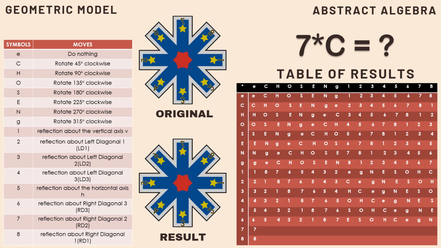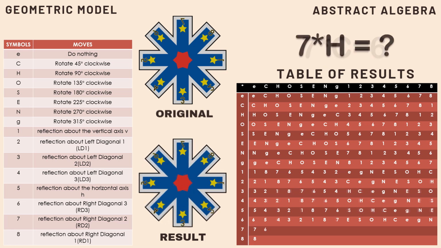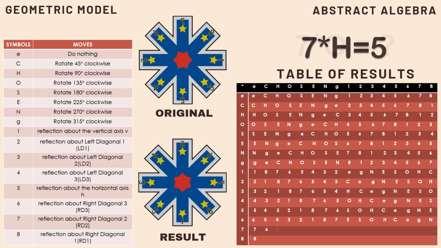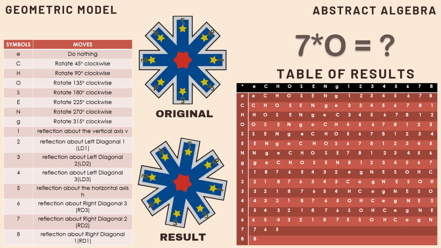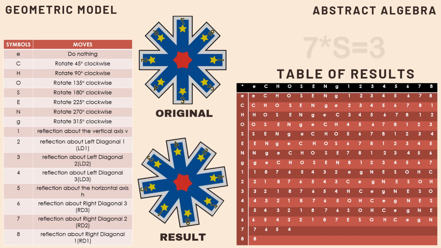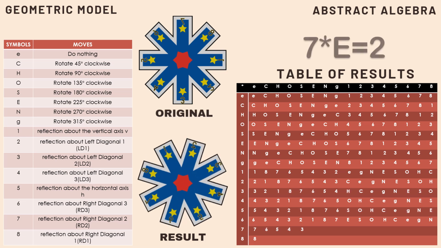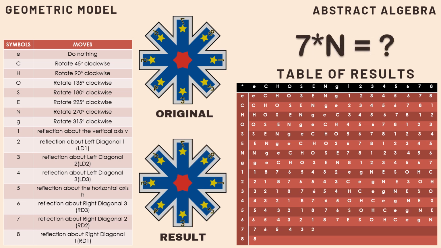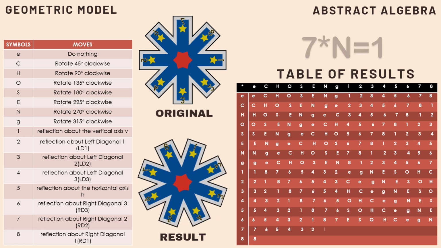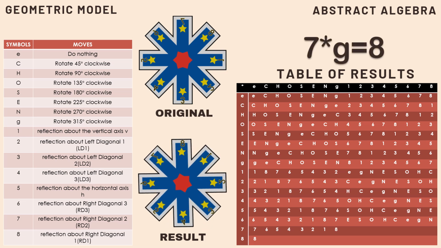Let's start with 7 star C. 7 star C is 6. 7 star H is 5. 7 star O is 4. 7 star S is 3. 7 star E is 2. 7 star N is 1. 7 star G is 8. Now let's move on to reflections.